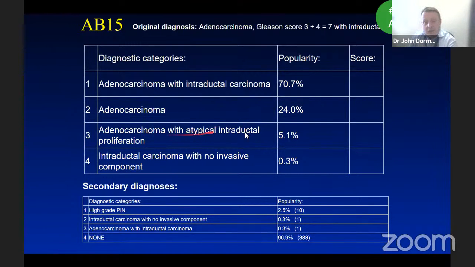There's some adenocarcinomas with atypical intraductal proliferation, so not quite amounting to the full intraductal carcinoma. And then there's one person, I think at probably 0.3, that called it intraductal carcinoma with no invasive component, which there definitely was an invasive component, as I showed you in that poorly formed gland area. So again, I think we can score this, deciding how to merge these. Those two probably be merged with possibly this one as well on the scoring. So if you could vote.